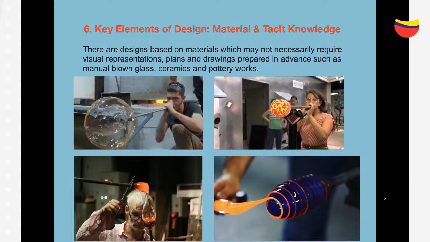So what is tacit knowledge? A kind of knowledge that you cannot easily transfer from one person to another by writing or showing, but by experiencing they can get this tacit knowledge. So this craft is mostly based on this tacit knowledge. Blowing glass is a big experience, right? It's not something that you can easily do. You have to go through this experience and learn how to control it, because it's very, very hot, as you know.